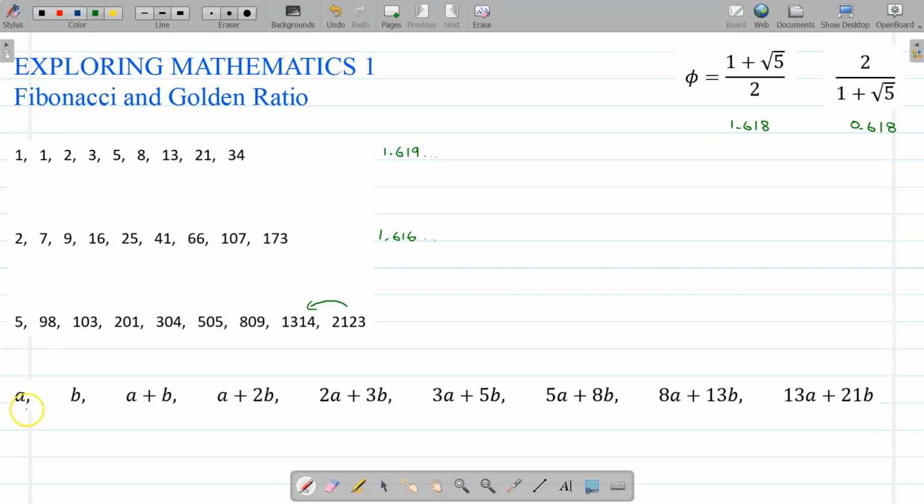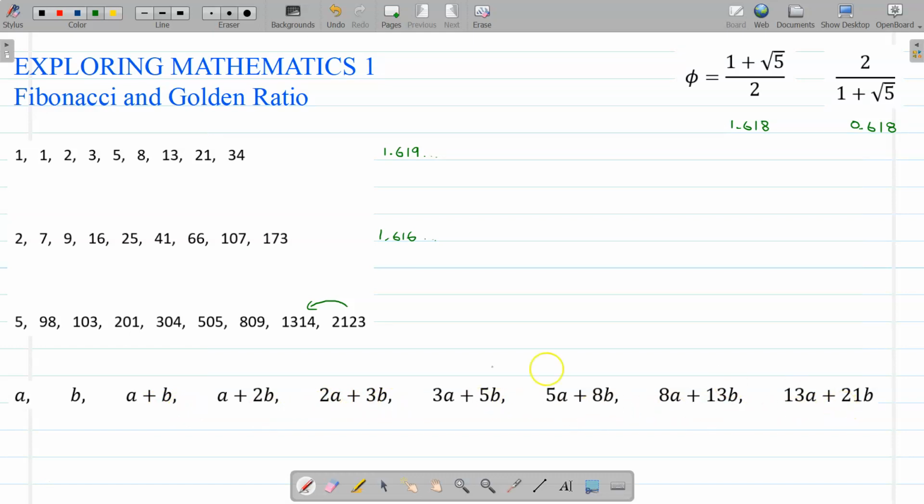So I've made a general Fibonacci sequence. The first two numbers are going to be A and B. The third term is going to be A plus B. The fourth term is going to be B plus A plus B, which is A plus 2B, and the fifth term is going to be this one plus this one, which is 2A plus 3B, and so on.